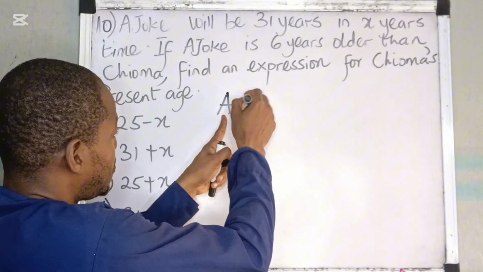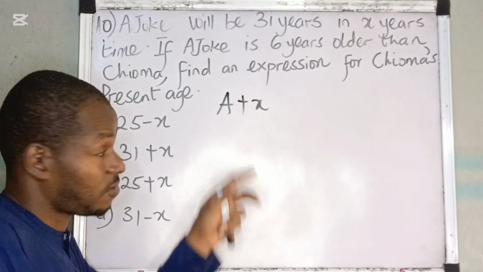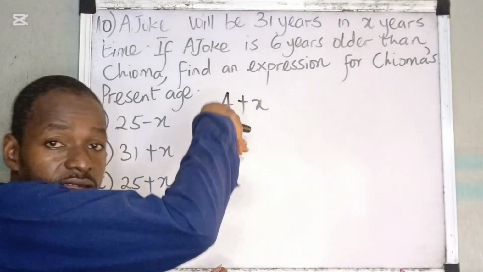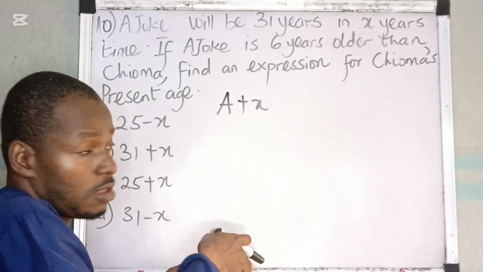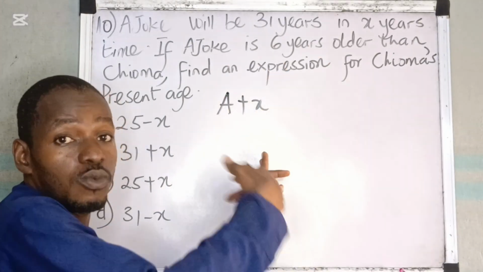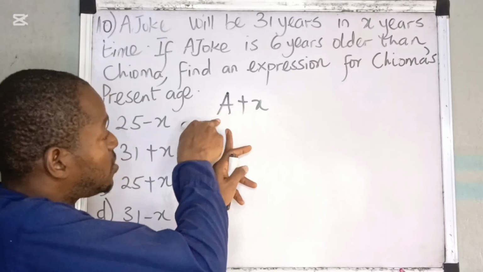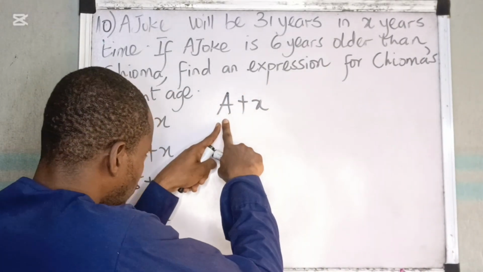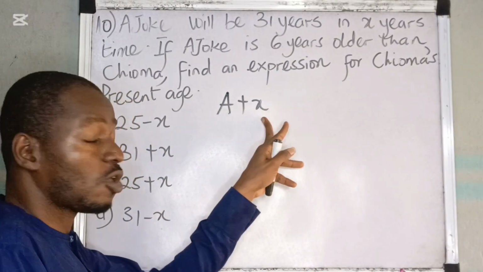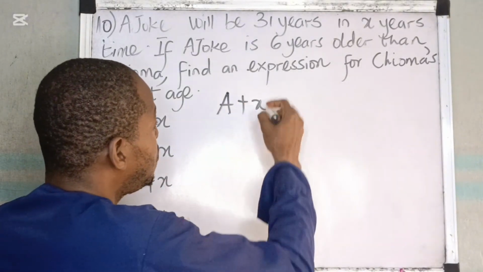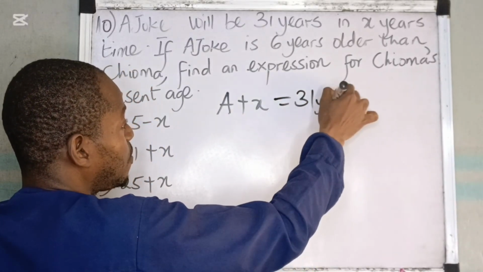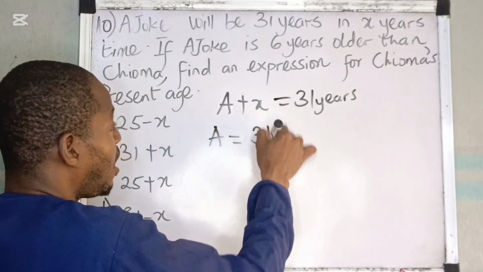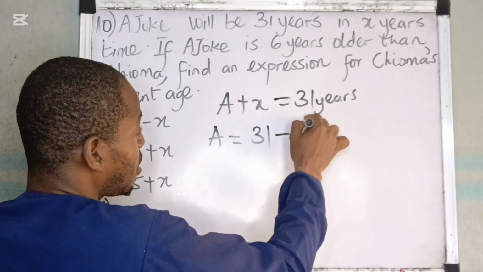In X years' time, that means plus X. For example, if Ajoke is 10 years, in X years' time, that means you are adding X to the age she is now. For example, if I say in 5 years' time Ajoke will be 15, that means 10 plus 5, because if she's 10 years now, in 5 years' time the age will increase by 5. So Ajoke's present age plus the number of years, which is the X, will give us 31 years. Now, for me to know Ajoke's present age, it will be 31 years minus X.